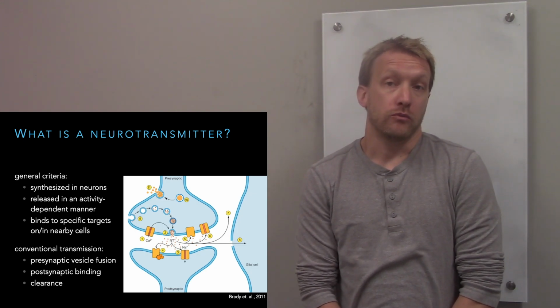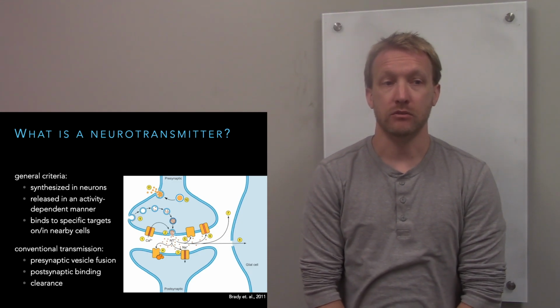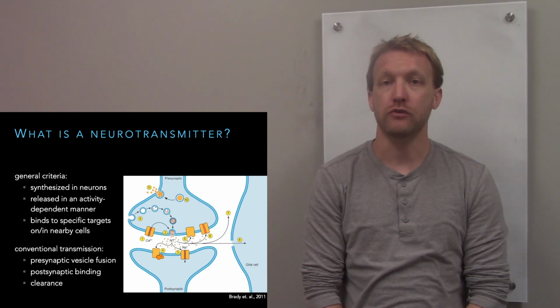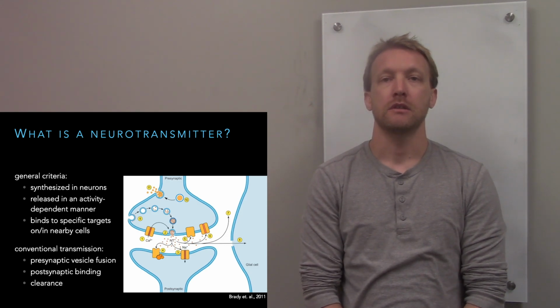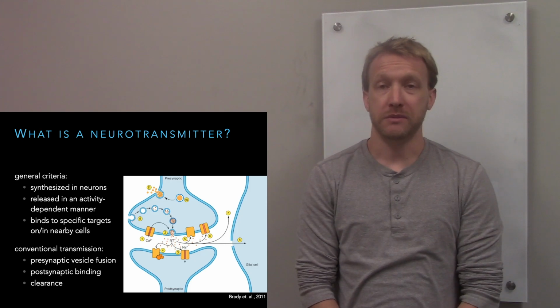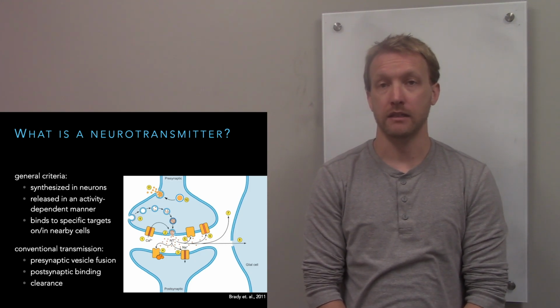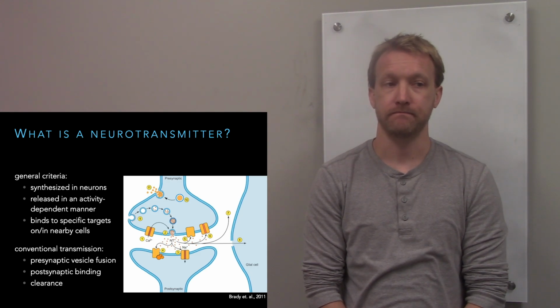Now, there are some older ideas that we had to kind of kick out of the window. For example, we used to think that neurotransmitters had to be stored in vesicles, like they are in this cartoon. And that's true for classical neurotransmitters, but not all neurotransmitters get stored in a vesicle. Some are hydrophobic. In that case, you can't put them in a vesicle.